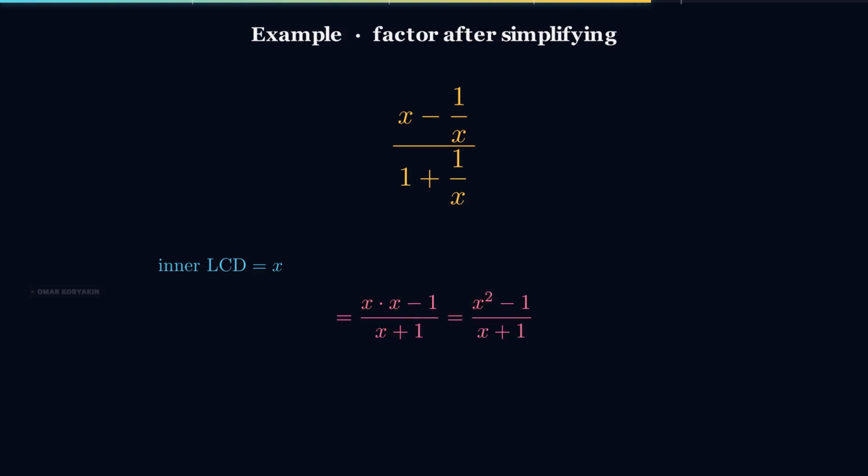Factor and cancel. The numerator x squared minus 1 is a difference of squares: x plus 1 times x minus 1. The denominator is x plus 1. The factor x plus 1 cancels. The simplified answer is just x minus 1.